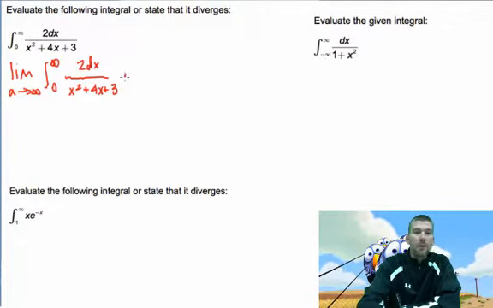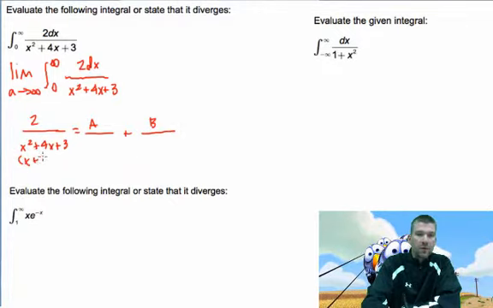And so now what we're going to do is take the 2dx part, 2 over x squared plus 4x plus 3, and do a partial fraction decomposition. A over one part plus B over the other part. This factors to x plus 1, x plus 3, and we multiply by what each denominator is missing. So this guy needs an x plus 3, this guy needs an x plus 1.